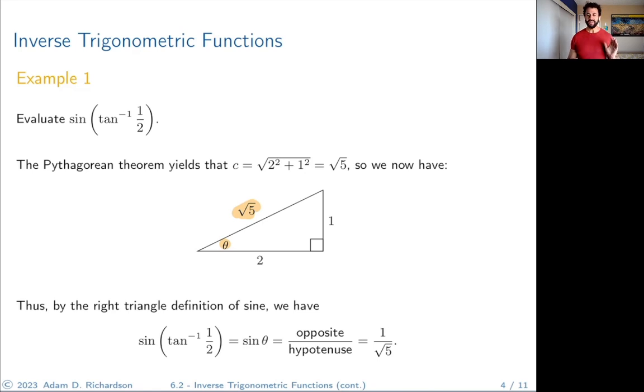Because remember, sine is opposite over hypotenuse. And now because we have all three of the lengths of the sides, we can easily just compute sine by looking at the triangle. So sine of theta is opposite over hypotenuse. So looking at these angles, you can clearly see we're going to get opposite over hypotenuse. So sine of tangent inverse of 1/2 is 1 over root 5.